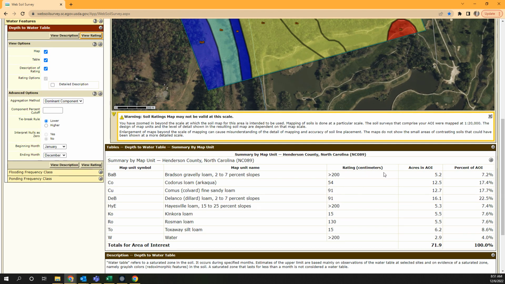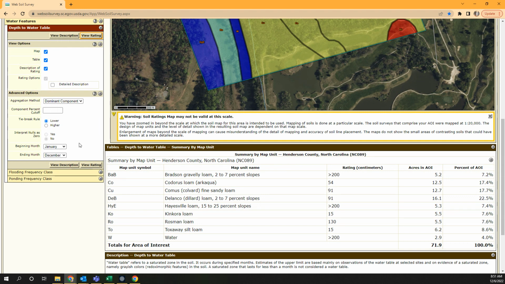Again, you want to go out and field verify all of these things. If you don't field verify these things, and you go to, for example, where it says this Bradson gravelly loam is, and you dug down and you saw redoxomorphic features in the soil or a water table that seems to be really close to the surface, then this rating clearly is not going to be accurate, and using the Bradson gravelly loam and that information to plan your BMP is not going to work.